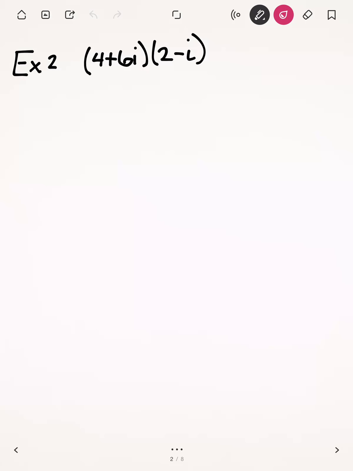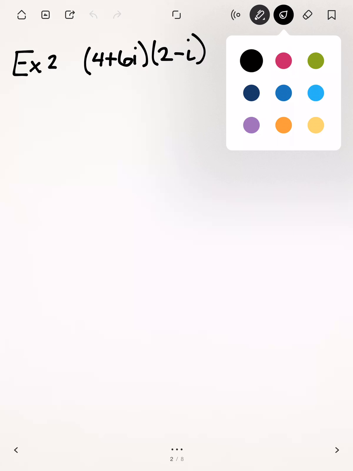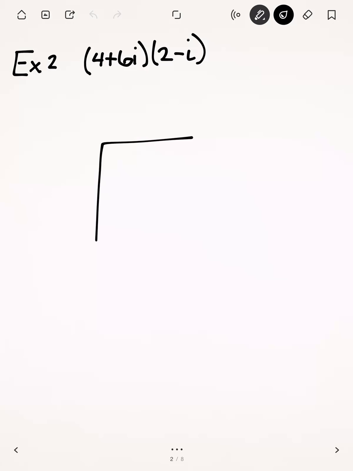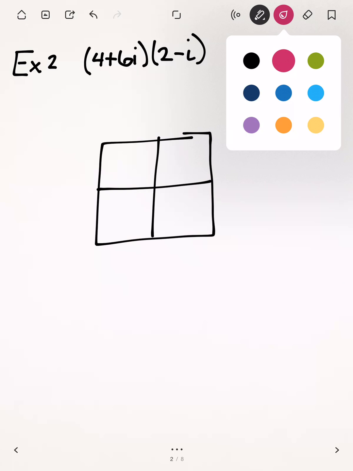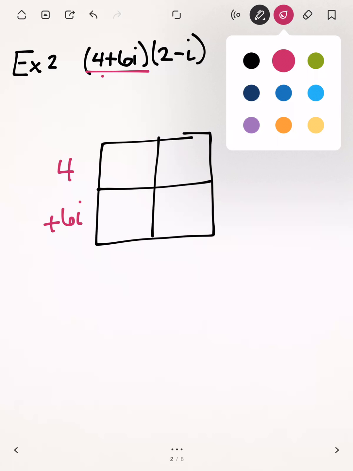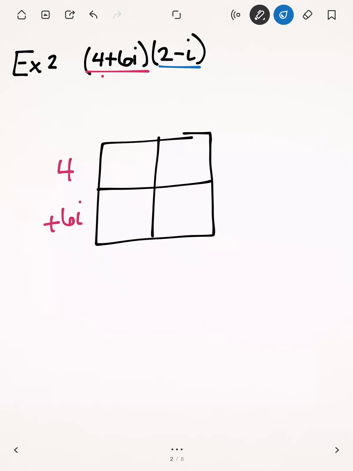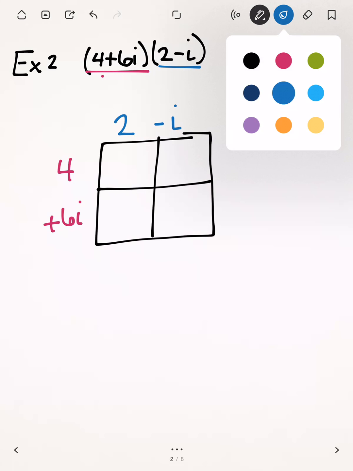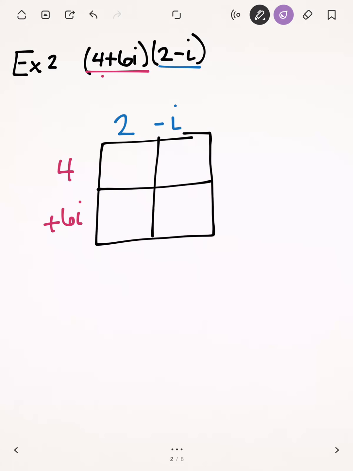Moving on to example 2. Notice now we have two binomials being multiplied. We have 4 plus 6i times 2 minus i. You can FOIL this, but I prefer the box method, so I start with drawing my box. I put my first binomial on the side, so 4 plus 6i. Then I put my second binomial on the top, 2 minus i. Then all I do is I fill in the boxes and multiply. So 4 times 2 gives me 8. 4 times a -i gives me a -4i.